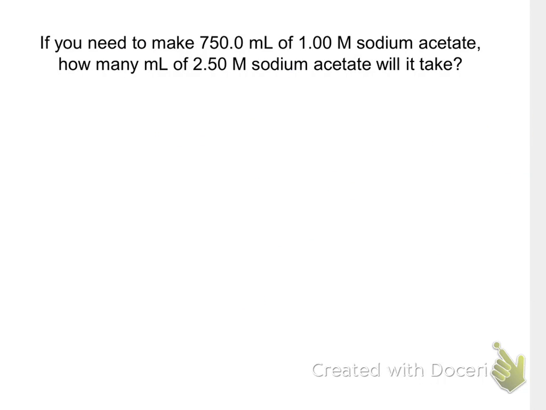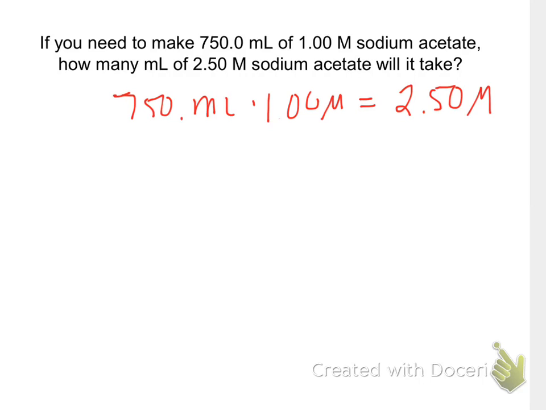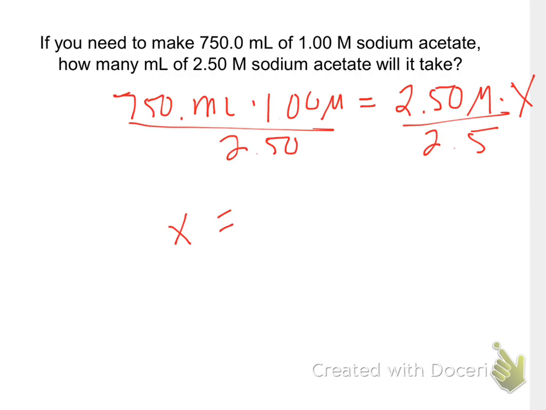So in this problem, I'm going to say if you need to make 750 milliliters of 1.0 molar sodium acetate, how many milliliters of 2.5 molar sodium acetate will it take? Pretty typical. I want to make 750 milliliters of 1.00 molar, and I want to know how many milliliters of 2.5 molar, and this is what I'm trying to figure out, milliliters, right? So I'm going to divide both sides by 2.50 to isolate my x, and when I do that, what I get is 300 milliliters, 3 sig figs, right?